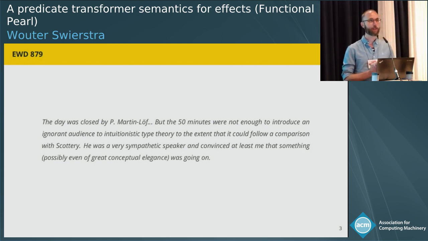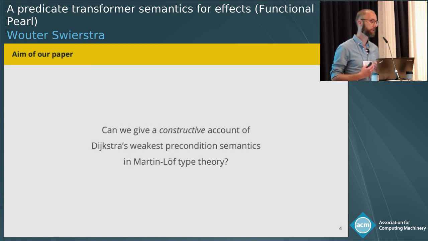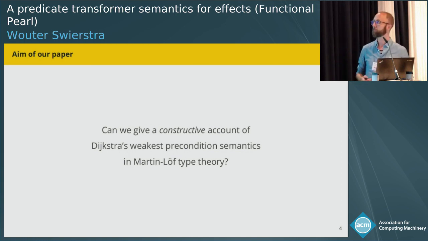So the point of this paper is to actually show that a lot of the ideas that Dijkstra was working on about weakest preconditions and predicate transformers and program calculation fit very nicely in this framework of Martin-Löf type theory, especially if we use the modern languages that we have, like Agda or Idris or Coq. So I'll use Agda today. So this is the goal: giving a constructive account of Dijkstra's weakest precondition semantics in Martin-Löf type theory.